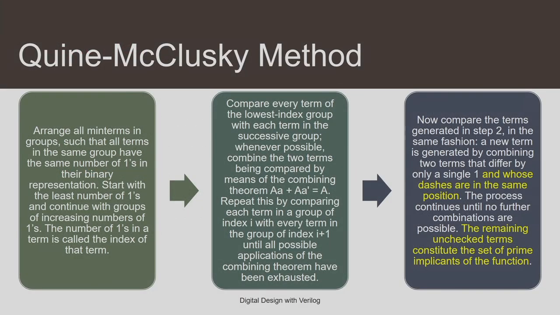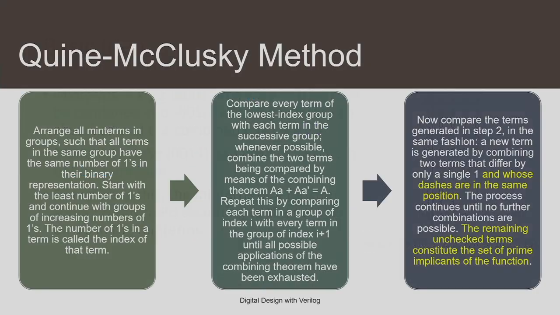And then what we do is, as in the example I have explained, you try to combine between these two groups, right. So, what I am doing here is arranging all min terms such that all terms in the same group have the same number of 1s, starting with the number of 1s being 0 and continuing with the groups increasing in the number of 1s, okay. And then you compare each term of the lowest group with the successive group. Whenever possible we combine them if they differ by a single bit, okay. And I keep repeating this until I reach the last group, okay.